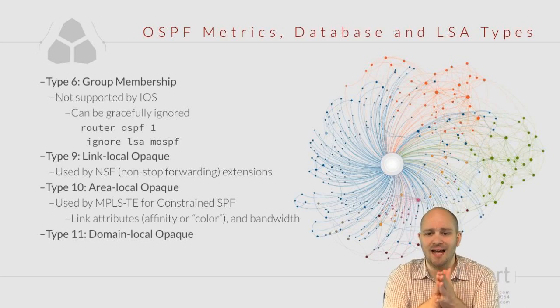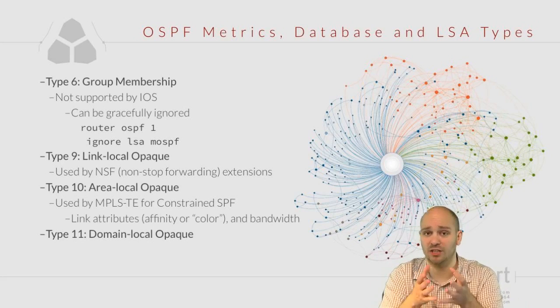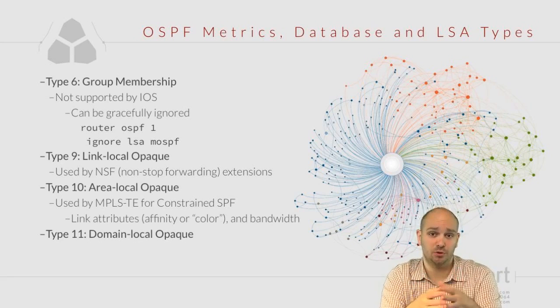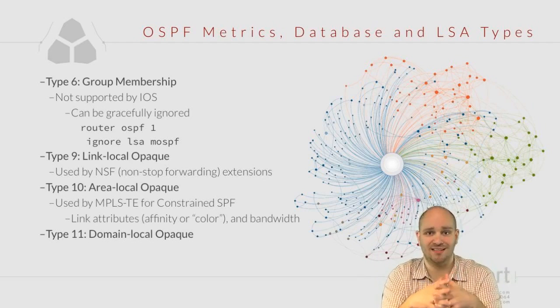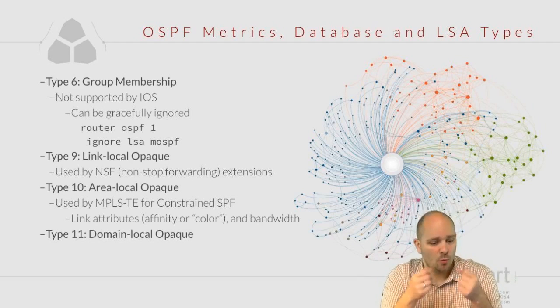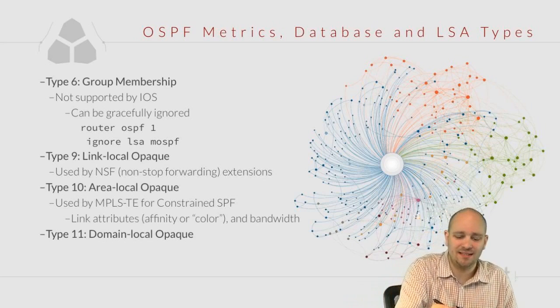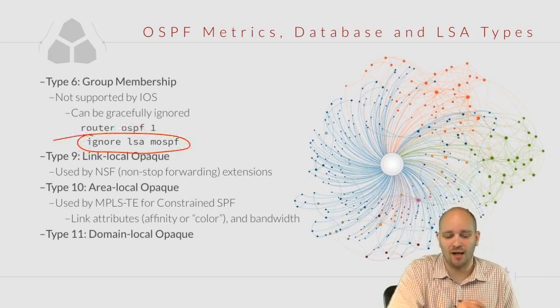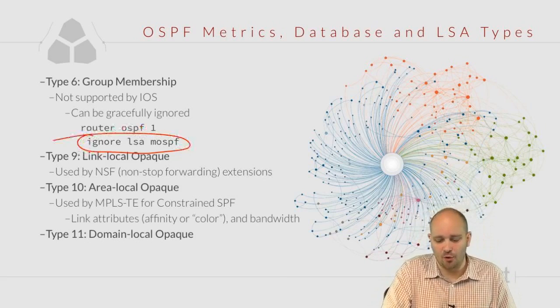Now, what do I mean by it can be gracefully ignored? OSPF is designed in such a way that when routers receive an LSA with an LSA type that they don't understand, that they don't support, the routers are supposed to tear down the adjacency with the neighbor that sent them this malformed LSA. So if we receive a type 6 LSA that IOS doesn't support from, let's say, equipment that does support type 6, some other vendor, we are going to tear down the adjacency. That's not a good thing to do. So IOS does allow us to gracefully ignore type 6 LSAs. And this is the only thing you can do about type 6 LSAs in IOS.